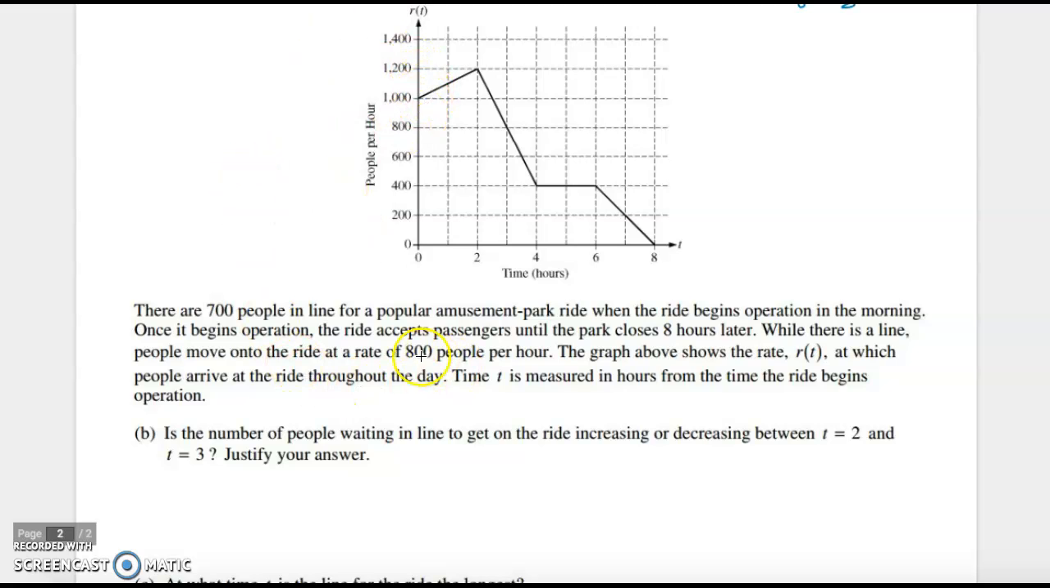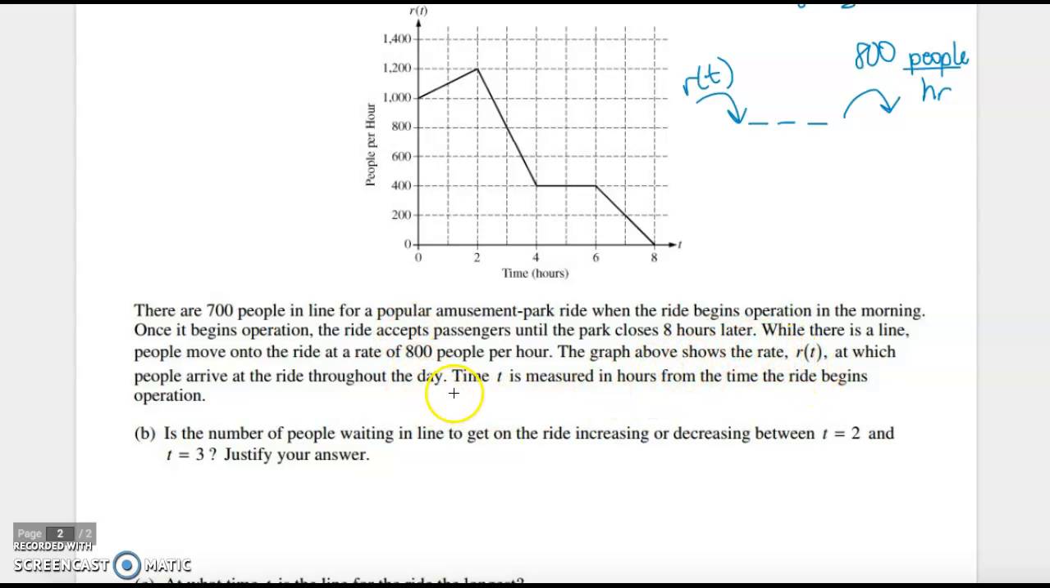So here's your line to get onto the roller coaster. People are getting onto the roller coaster at a rate of 800 people per hour. And then people are arriving in line at the rate R of t. That's this graph shown over here. Time t is measured in hours from the time the ride begins operation.